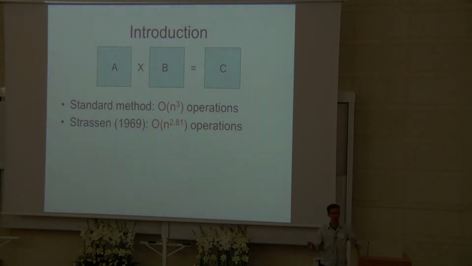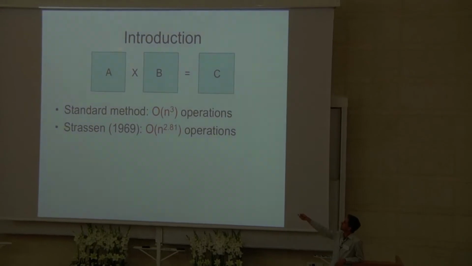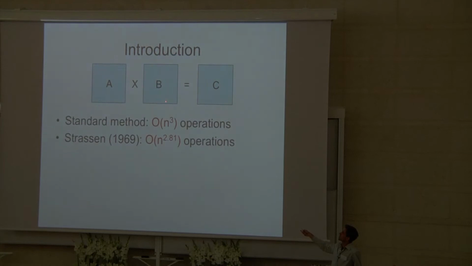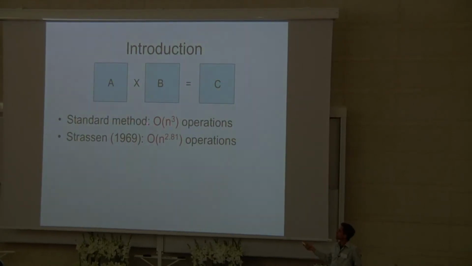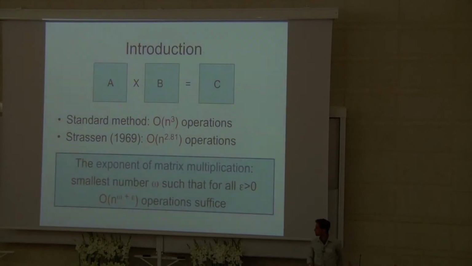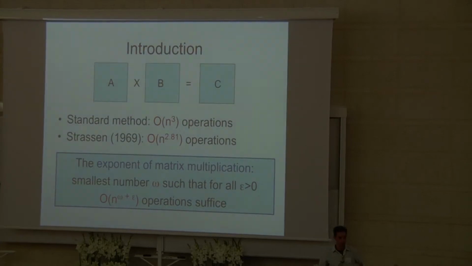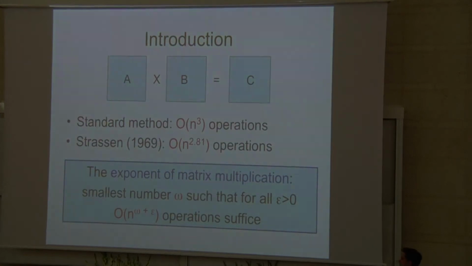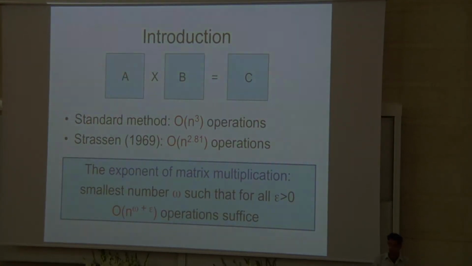Let me just start by saying what the problem is. You all, I think, know. We're interested in the complexity of multiplying n by n matrices to n by n matrices where we have, let's say, complex entries. And the standard method, of course, takes n cubed operations. Strassen in 1969 showed that you can do better than that. And that raises the question of how much better you can do. So the exponent of matrix multiplication, omega, is the smallest real number such that you can do n by n matrix multiplication in essentially n to the omega operations, up to lower order terms.